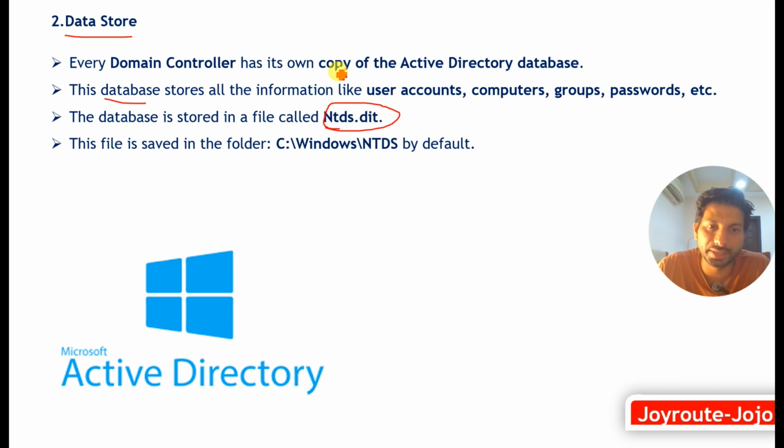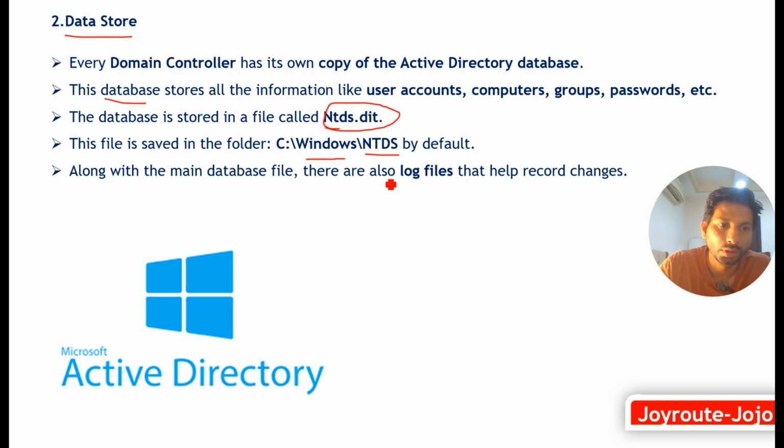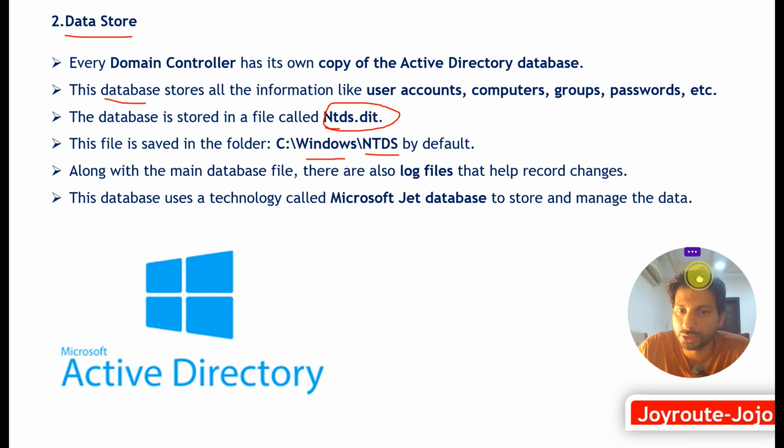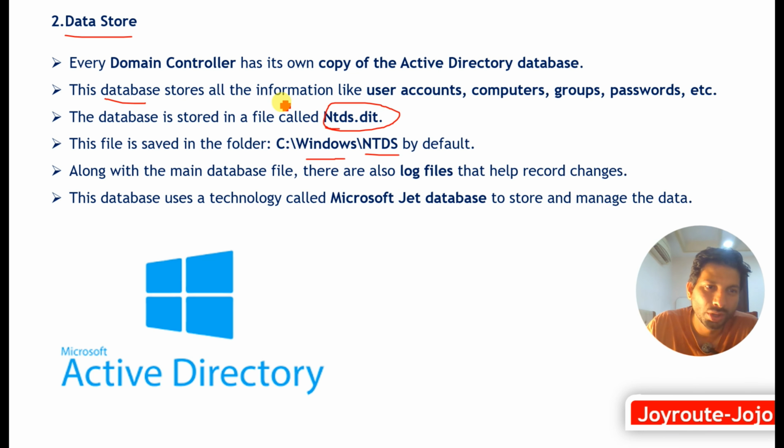The file is saved in the C drive under Windows NTDS by default. If you want, you can make changes to this path. Along with the main database file, there are also log files that help record changes. The database uses a technology called Microsoft Jet database to store and manage the data. So that's all about the data store.